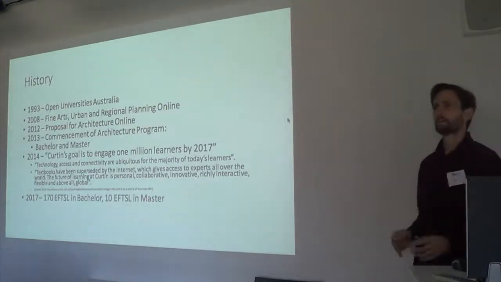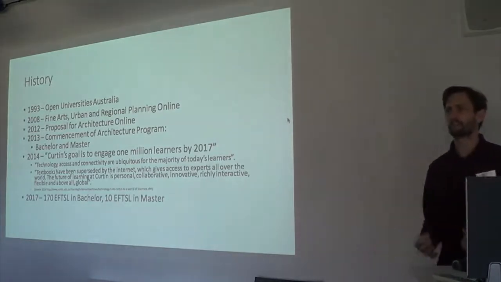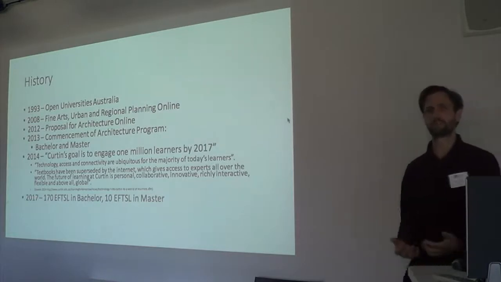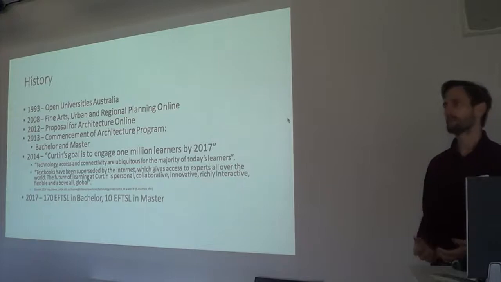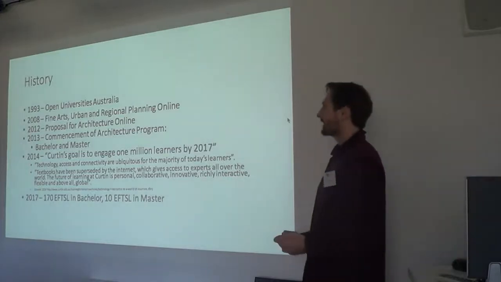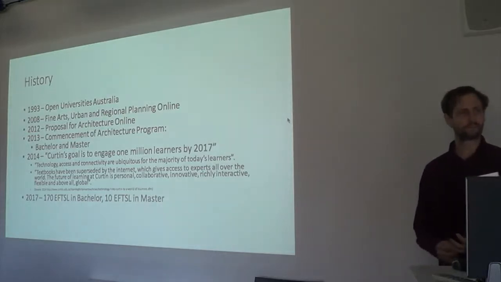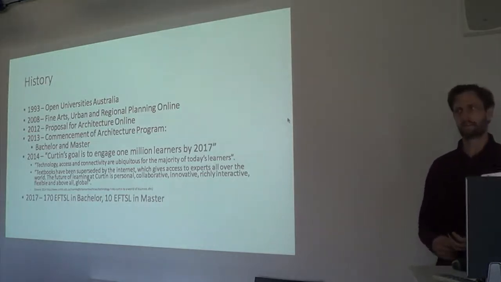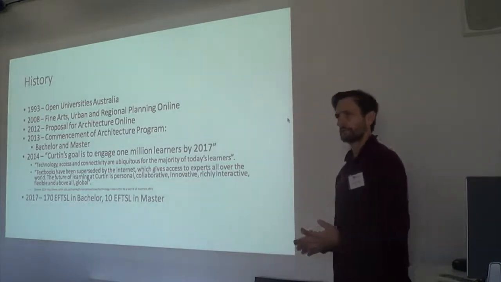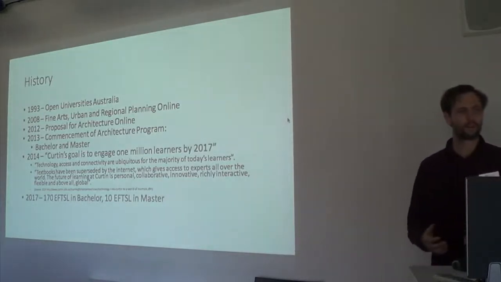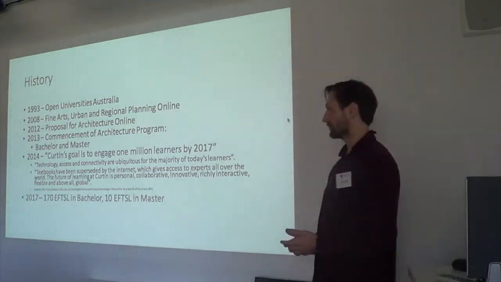Open Universities Australia started in about 1993 as a way to increase accessibility to tertiary education for students that wouldn't otherwise be able to participate. Curtin started running a Master of Planning online in 2008, and that was reasonably successful, so the school started looking at other courses they could get online through OUA. The proposal was put in 2012 to put the architecture course online.